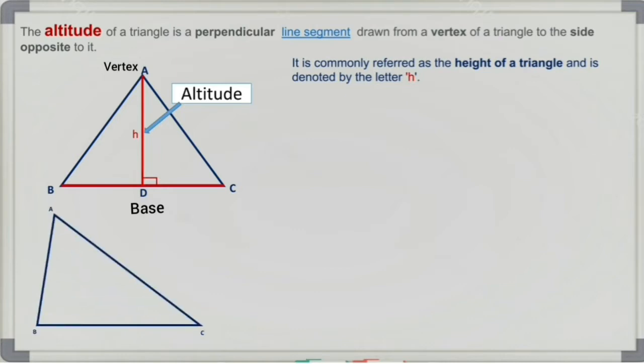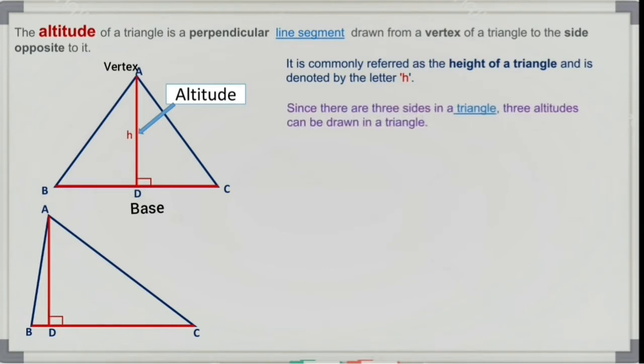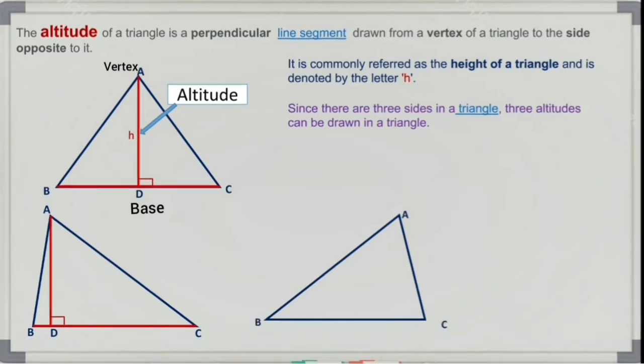Remember, altitude has to be perpendicular to the side. Point D may or may not be the midpoint of segment BC. Since there are three sides in a triangle, three altitudes can be drawn in a triangle. Let us draw all three altitudes in this triangle ABC. If you take A as a vertex point, then the opposite side is BC. If you take C as a vertex point, the opposite side is AB. And if you take B as a vertex point, the opposite side is AC. The opposite side of a vertex is called the base of a triangle.